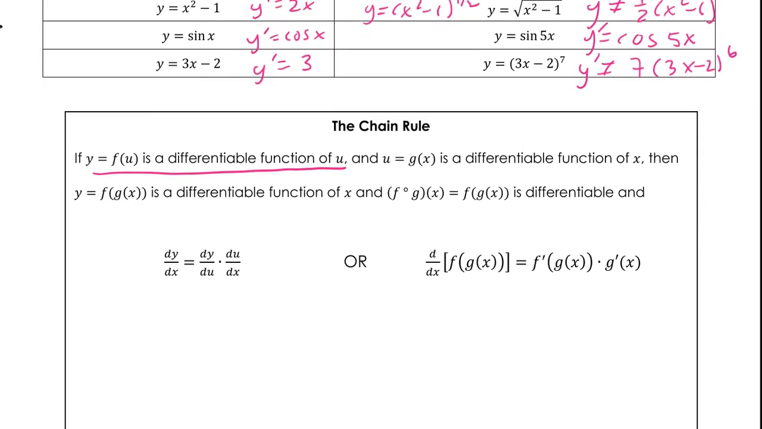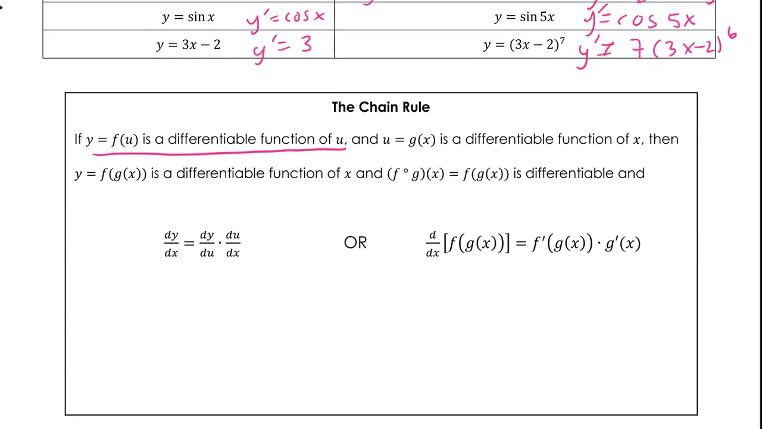Okay, the next one: if u equals g of x is a differentiable function of x, then f of g of x is a differentiable function of x, and the composition occurs. Okay, so another way to say this I've written down below, so let's look there, just reminding you of a couple things.